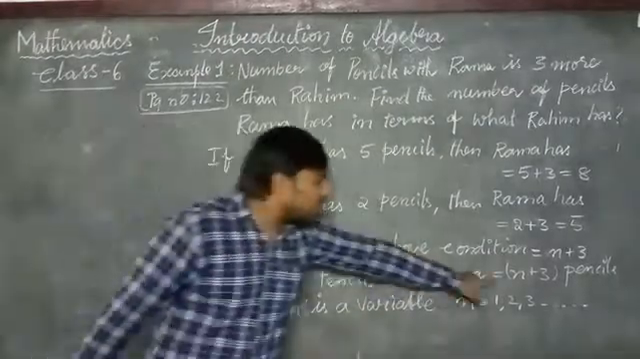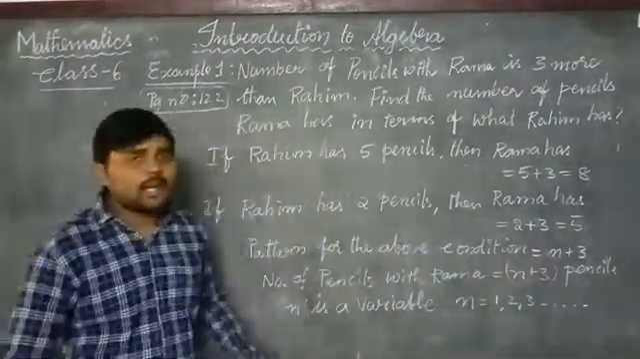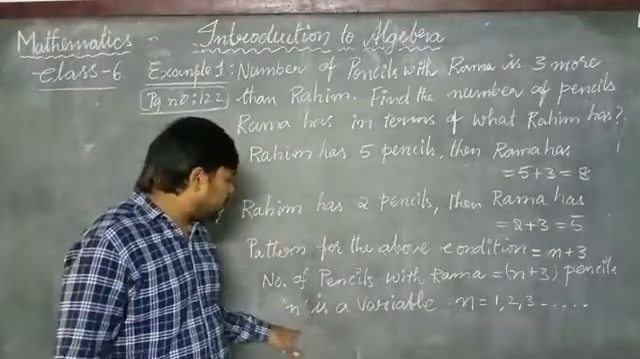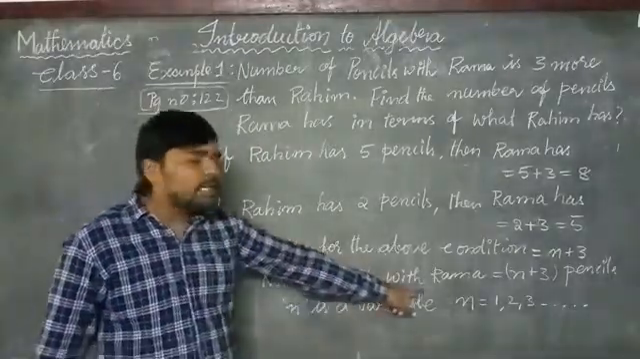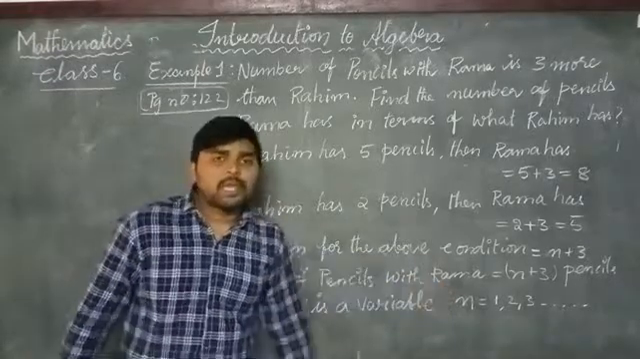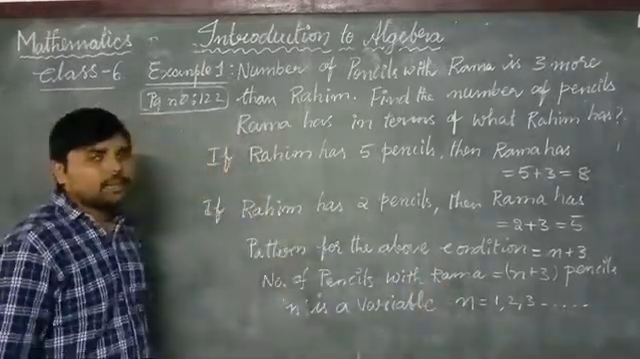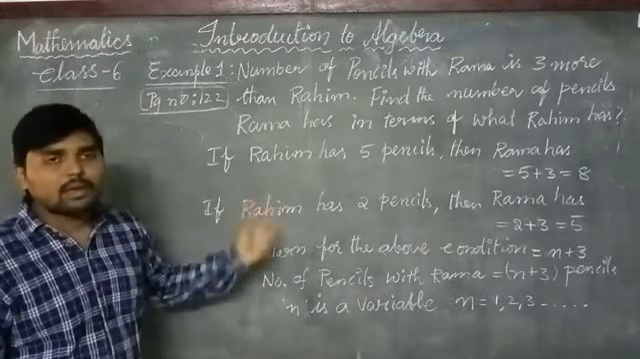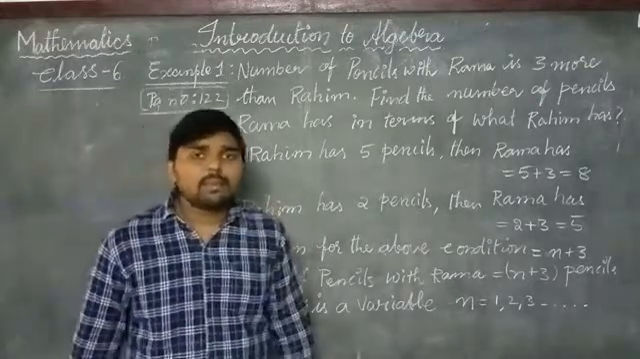Here n is a variable. N is an unknown number. N is a variable and n varies from 1, 2, 3 and so on. In this way we should write all algebraic expressions for the given problems.